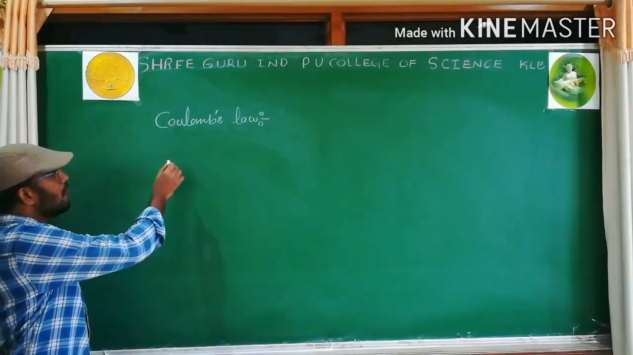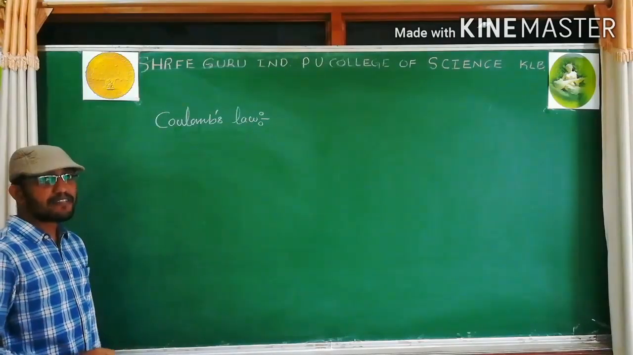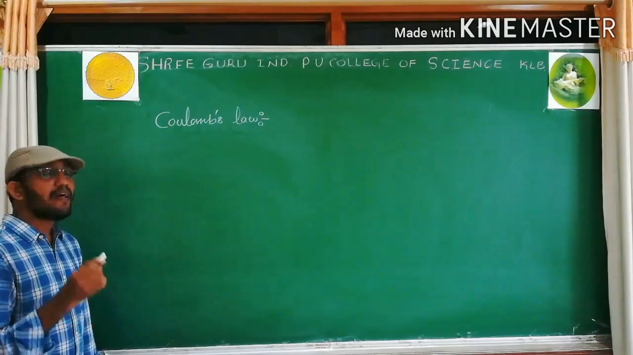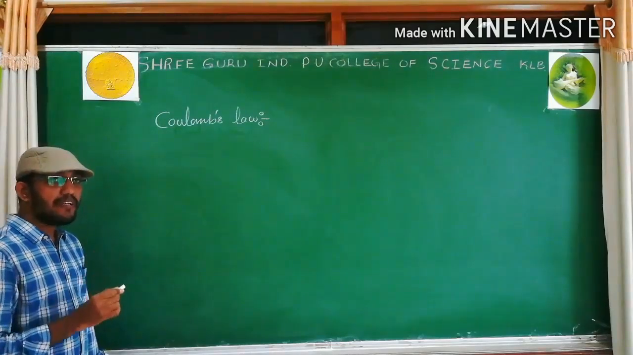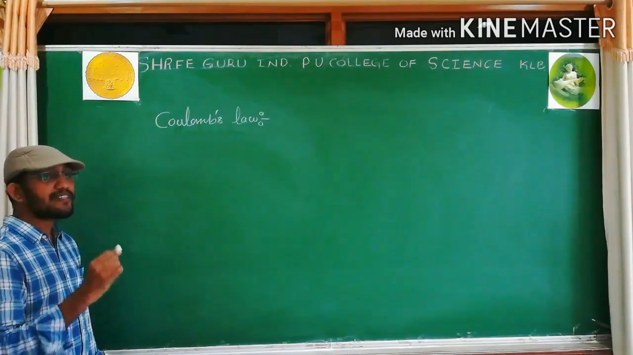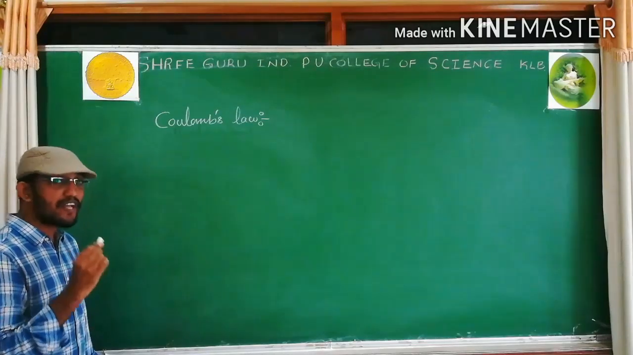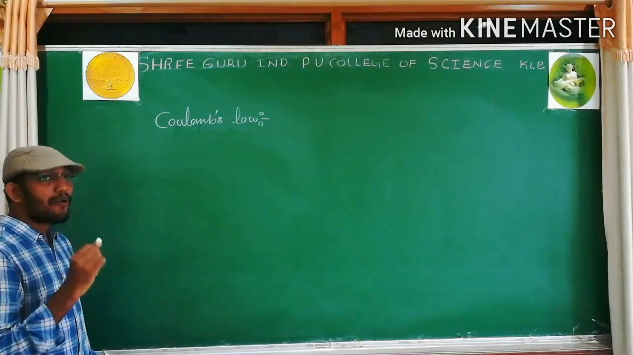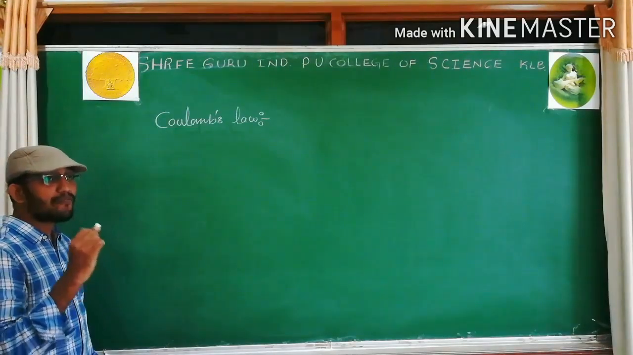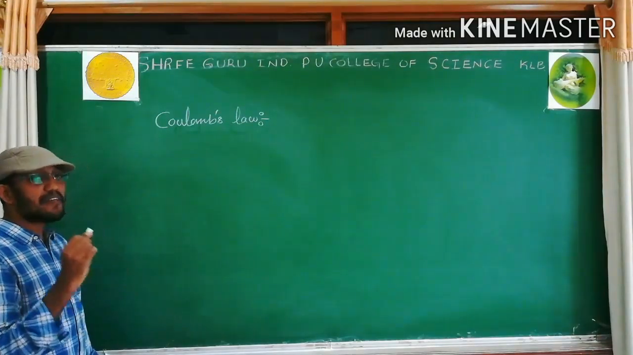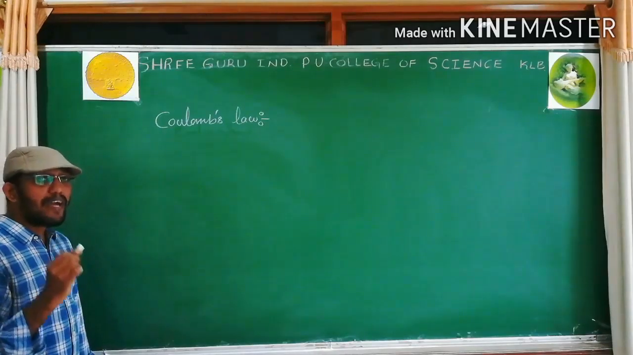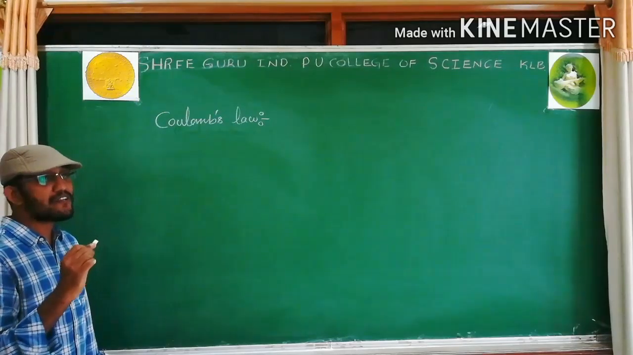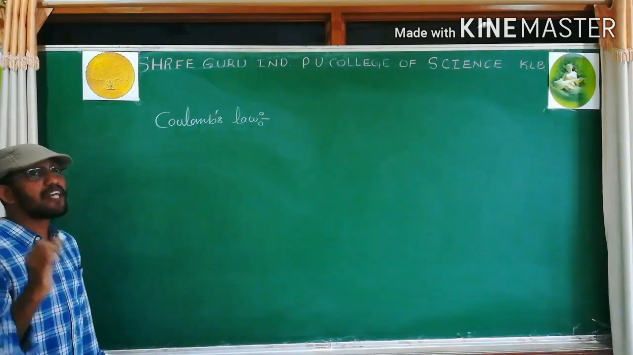So, Coulomb's law states that the force of attraction or repulsion between two point stationary electric charges is directly proportional to the product of the magnitude of the charges and inversely proportional to the square of the distance between them, and acts along the line joining those two charges.